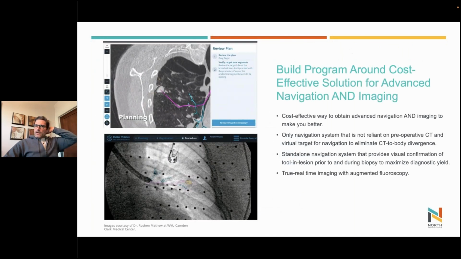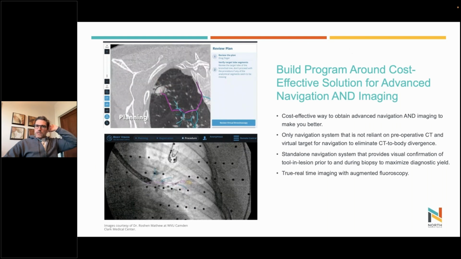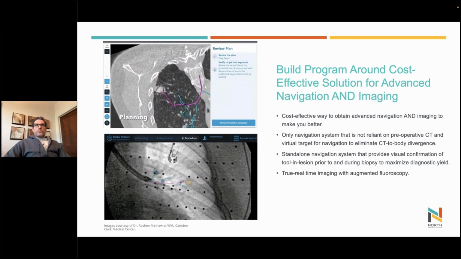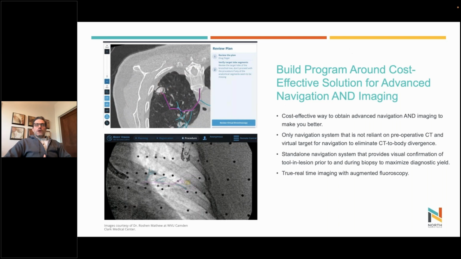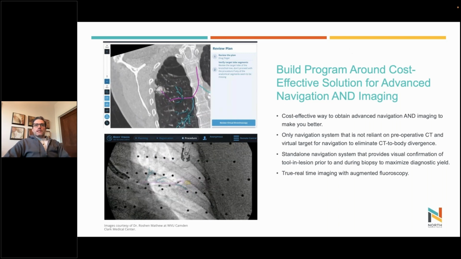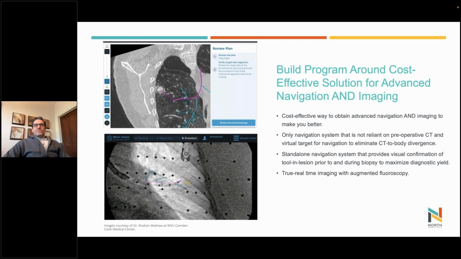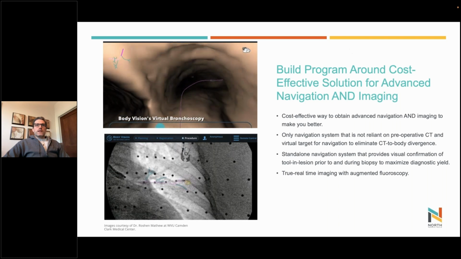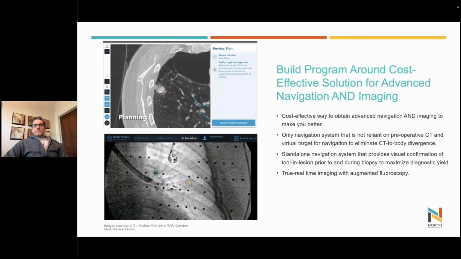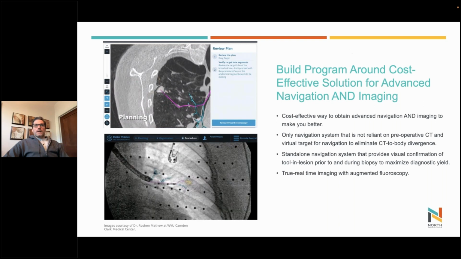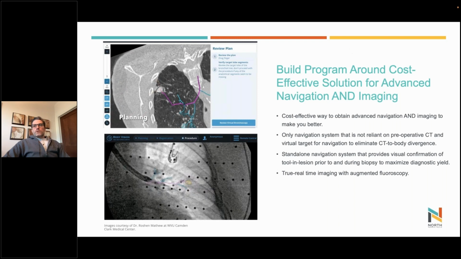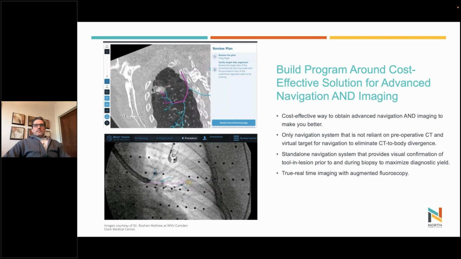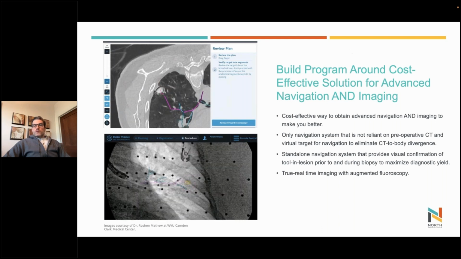What this platform has allowed me to do, we were using not first generation, but we were using Super Dimension, but because of the frustration that we had with them, we approached our institution about getting an augmented fluoroscopy platform, and it was also very easy because my institution, unlike maybe others, is very cost conscious, and this was a very cost-effective way for us to build out and increase both our yields and our abilities to see more and do more for our patients. It's been a game changer for our institution.